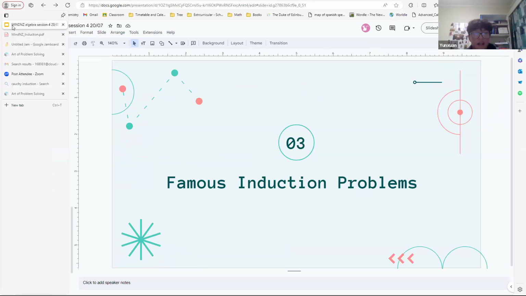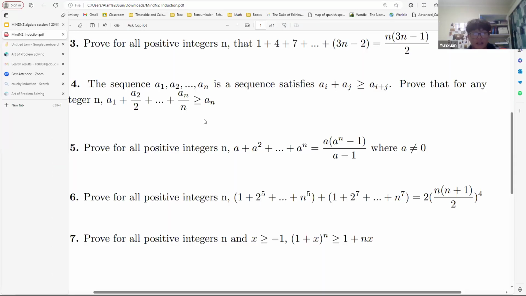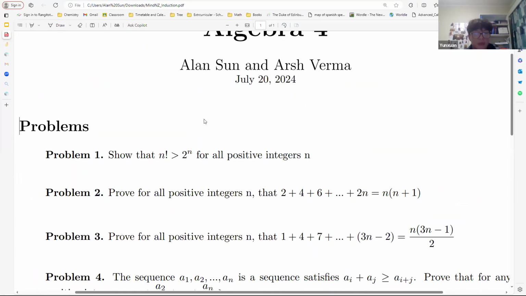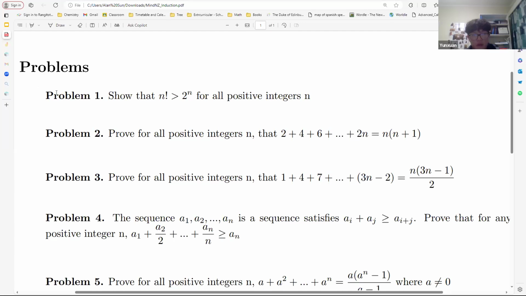Now we'll do some of the handout problems since we finished the slides early. So the first problem is to show that n factorial is larger than 2 to the n for all positive integers n except for 1 and 2. So for all n larger than or equal to 3. I made a typo. Oh wait, no, larger than 3. Sorry. So for all n larger than 3.